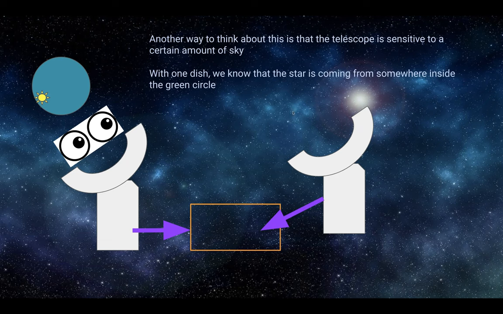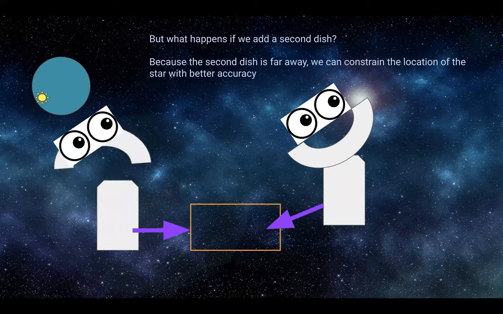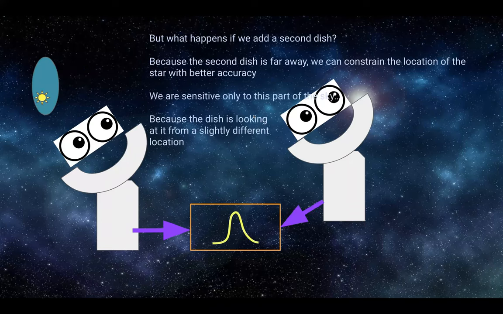So once again, you have to have some swinging of the dishes. Because the second dish is far away, we can actually constrain the location of the star with better accuracy. And it's more correct to say that we are sensitive to a smaller area of the sky with a second dish. So swirl it around a bit, and this is what we get. We get a sharper response from the radio telescope.